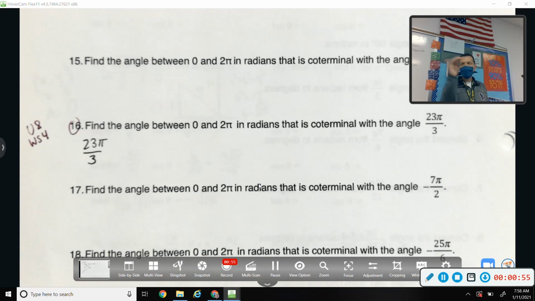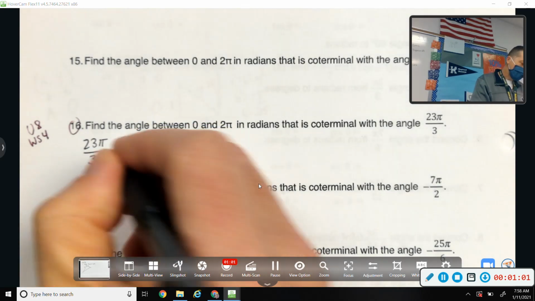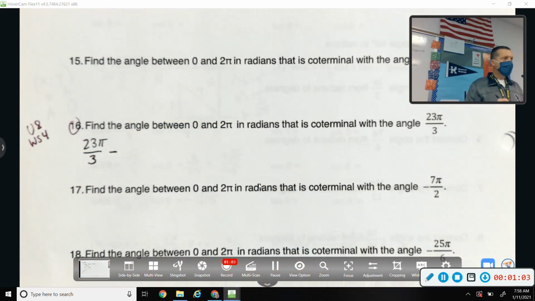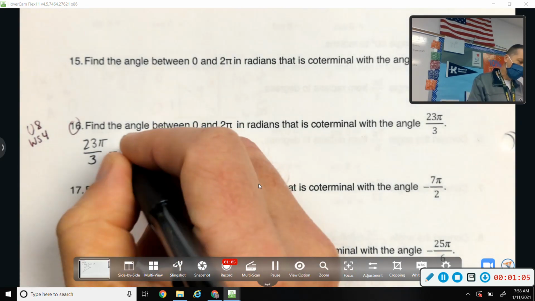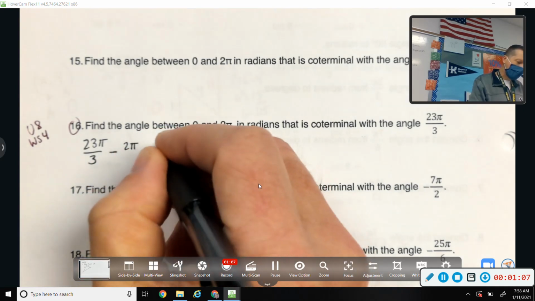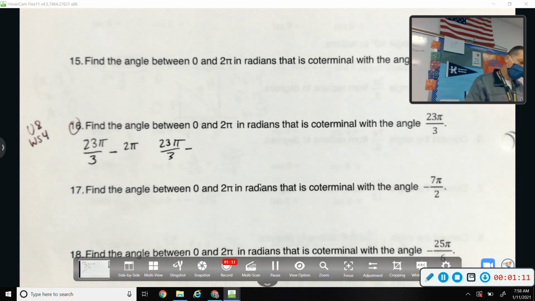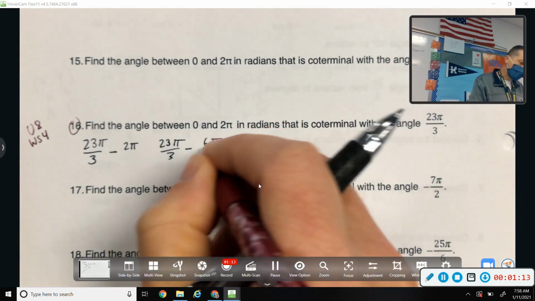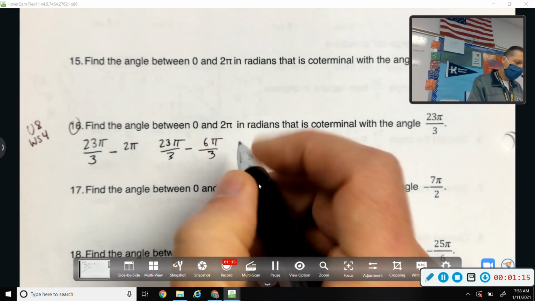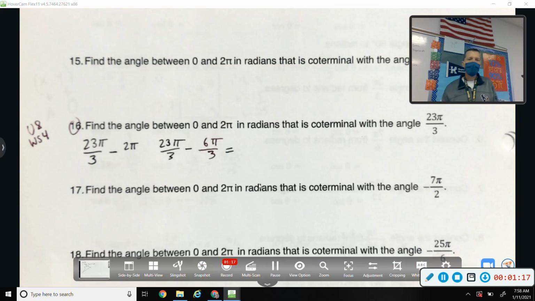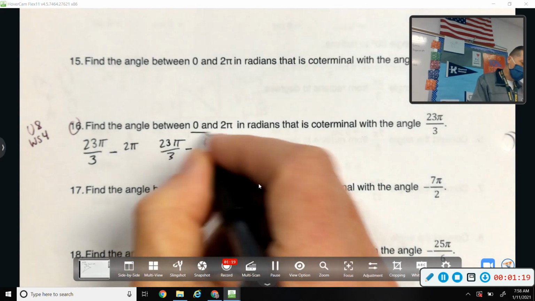Well, yes, I heard two good answers. Subtract, and then I heard common denominator. We'll subtract. What do we want to subtract? We're jumping ahead. I'll say we'll subtract 2 pi, but yes, that means we'll need a common denominator, and we'll change that to 6 pi over 3. And again, we want something between 0 and 2 pi.